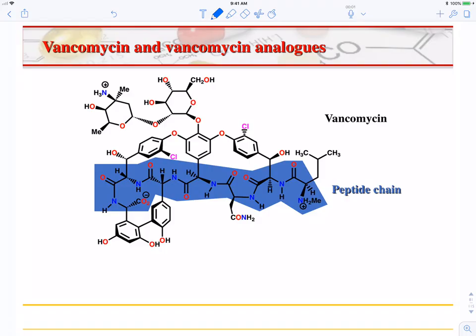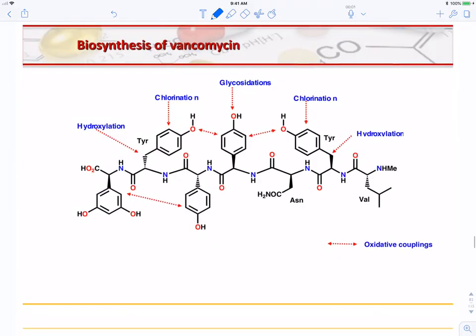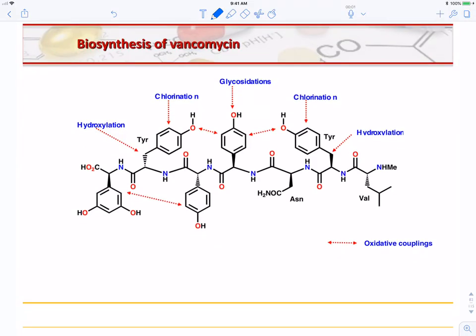We can recognize a peptide chain in the middle. In fact, this antibiotic is made by taking amino acids, modifying them, putting them together, and then glycosylating them. So an important part of vancomycin is the glycosyl tail. So how do we make vancomycin, or rather, how do bacteria make vancomycin? They start by taking amino acids and then modifying them. So we have chlorination and hydroxylation of tyrosine and phenylalanine.